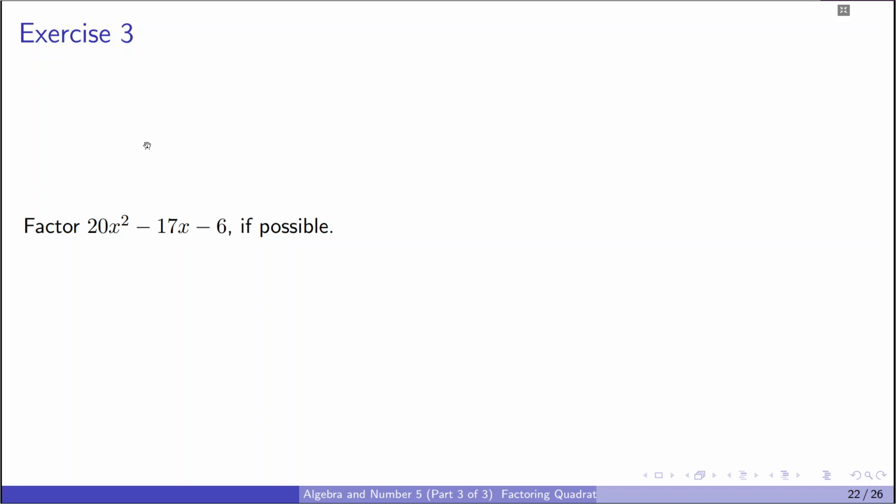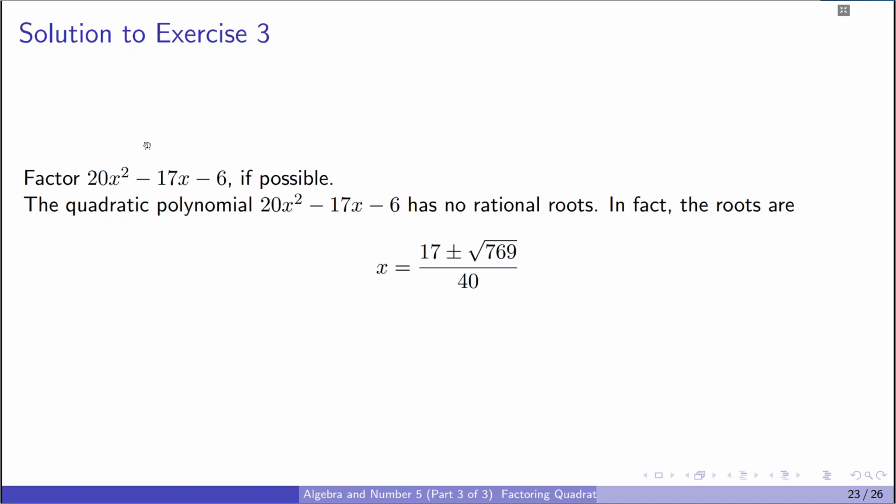Exercise 3, 20x squared minus 17x minus 6. Pause now, take the time you need. This has no rational roots. We have to go to irrational numbers to solve this.